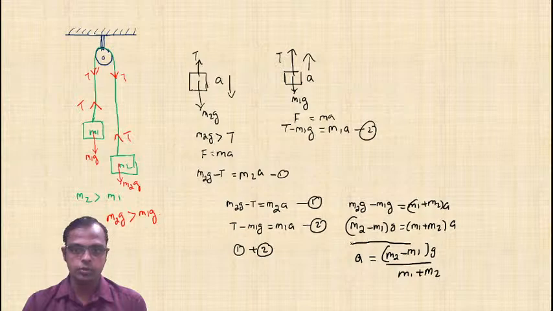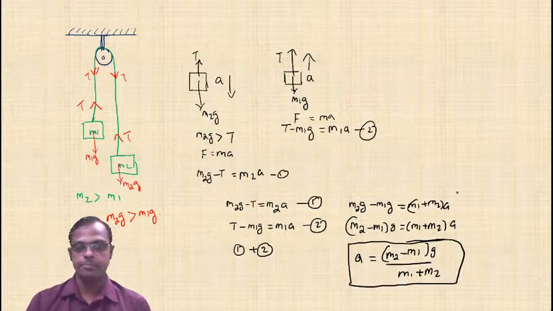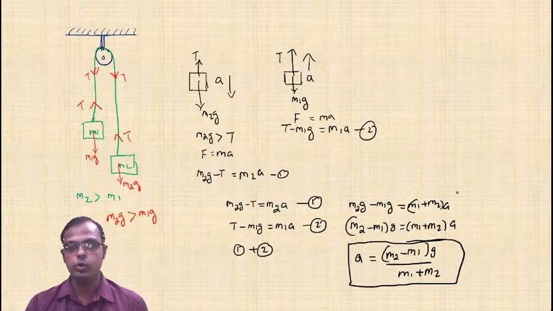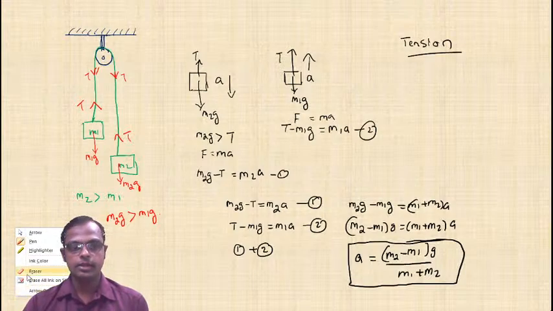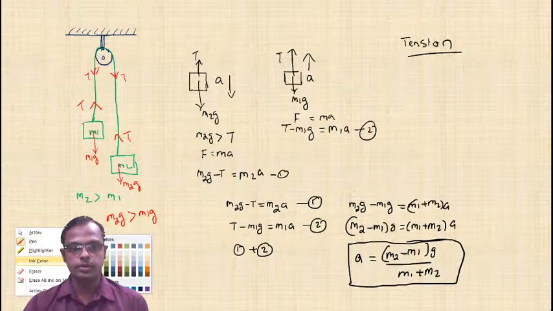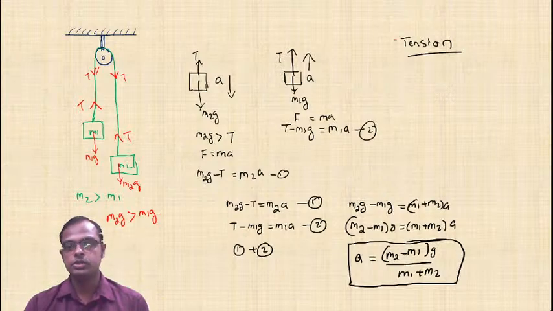So this is the way to calculate the acceleration of the connected bodies on a pulley. Now one more question you have to calculate: what is the tension? In order to calculate the tension, what you have to do here is divide equation number 1 by equation number 2.